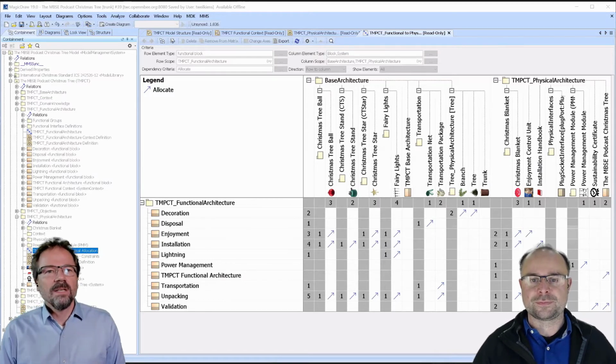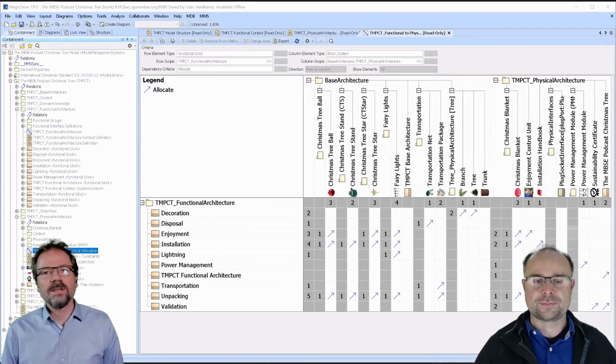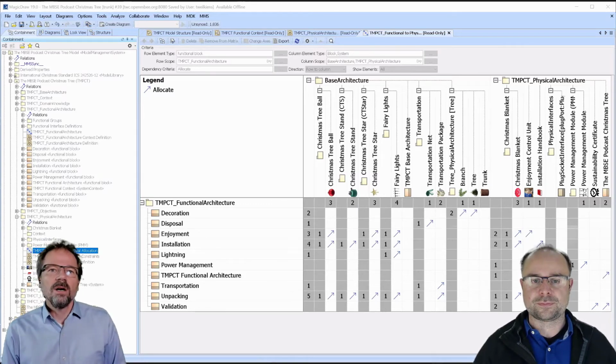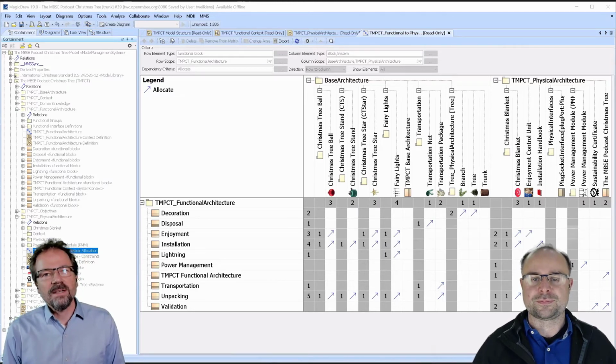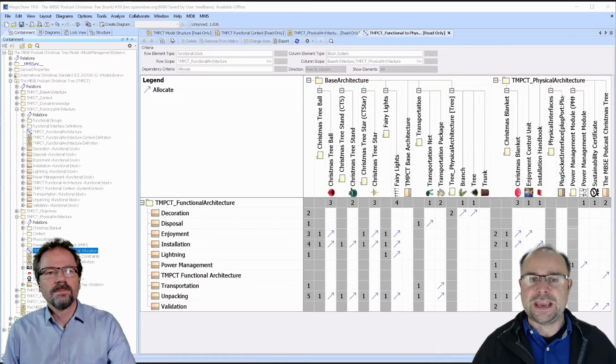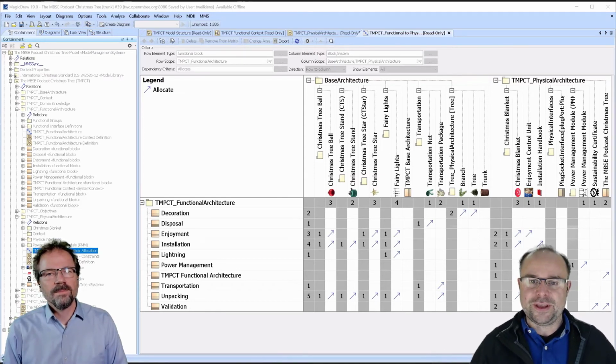So for example, if a functional block is allocated to multiple physical blocks, it is not clear whether it is redundantly allocated or only parts of the functional block. However, this is usually sufficient in the model. More details, if required, can be introduced by extending the allocate relationship with a stereotype. As with the functional architecture, the more interesting part is the internal structure of the physical architecture, with ports and connections. That we will cover tomorrow.